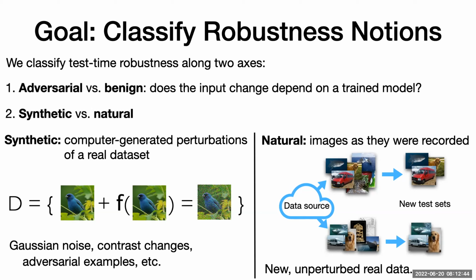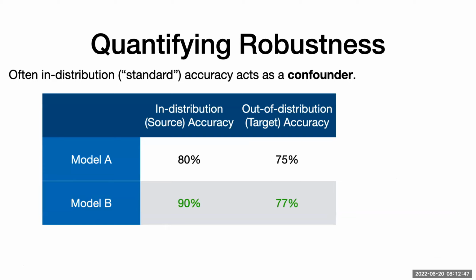Since we have this large number of models in our testbed, over 200 different models, they all have different in-distribution accuracies. And it's important to think about this in detail, because in-distribution accuracy is going to act as a confounder in our experiments. To illustrate this with a small example, let's say we have two models, model A and model B. In the in-distribution test set, model A gets 80%, model B gets 90%. Model B already has a higher in-distribution accuracy. And now if we go to an out-of-distribution test set, let's say model A sees a drop from 80 to 75, and model B sees a drop from 90 to 77.